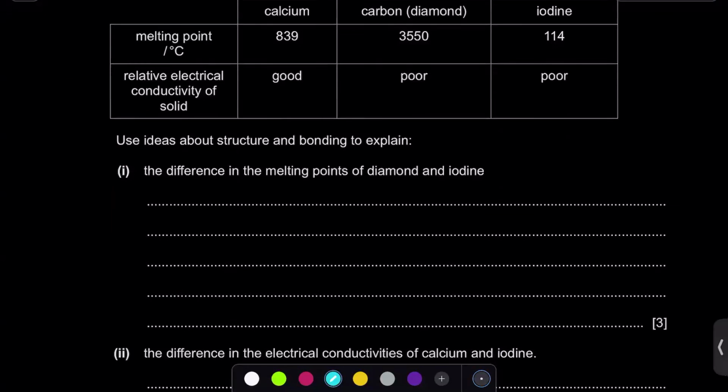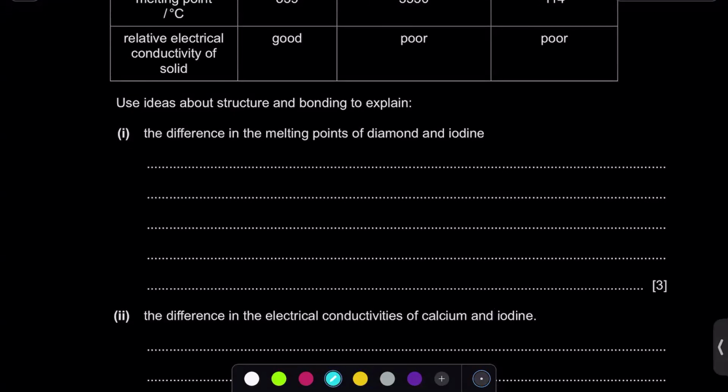Okay, the difference in melting point of diamond and iodine. So talk about the forces there. Diamond has a giant structure. You need to supply enough energy to break all the bonds that are there. Iodine has intermolecular forces, a molecular structure, and those are easy to break. Okay? So first we talk about the structure and bonding.